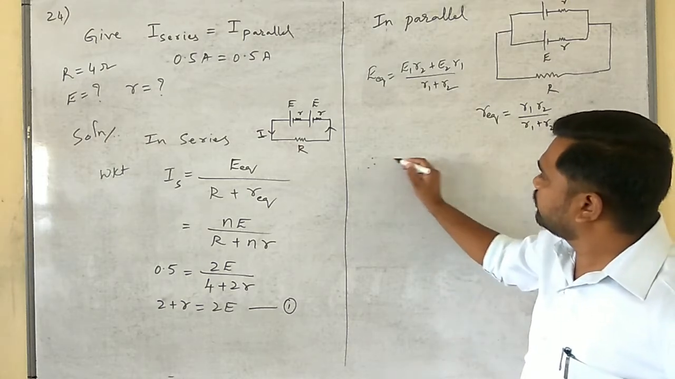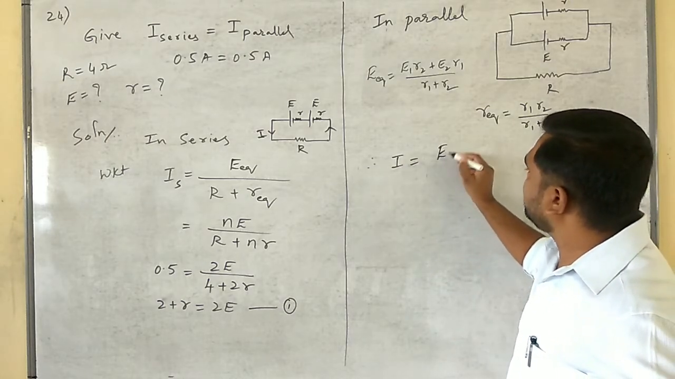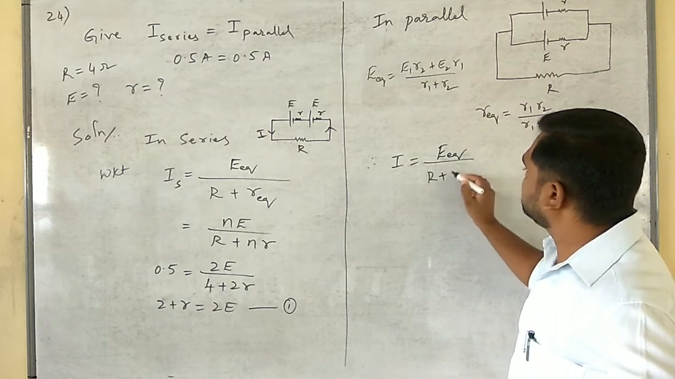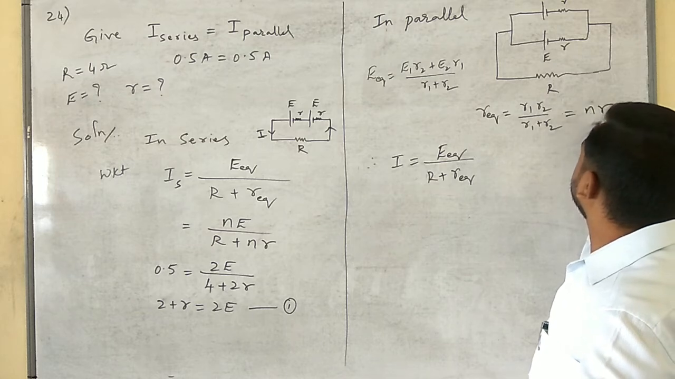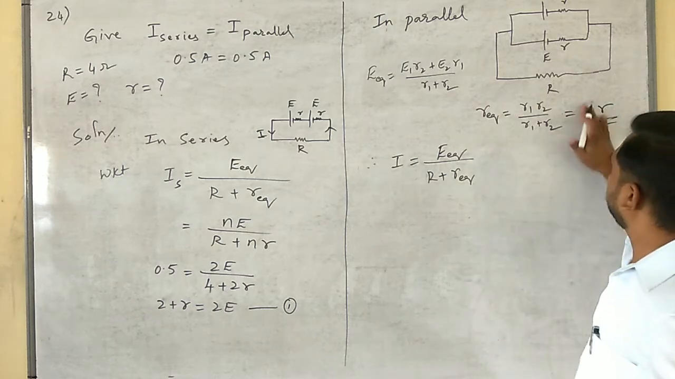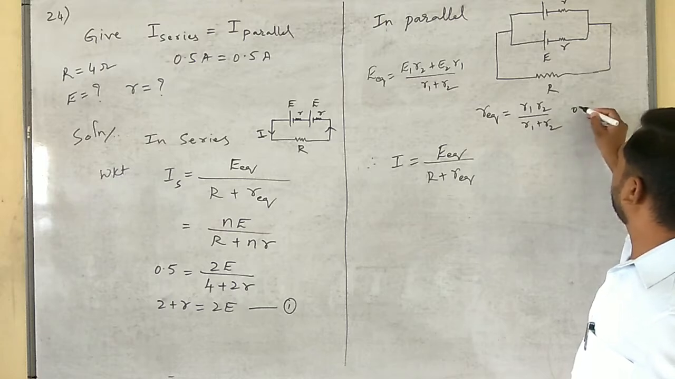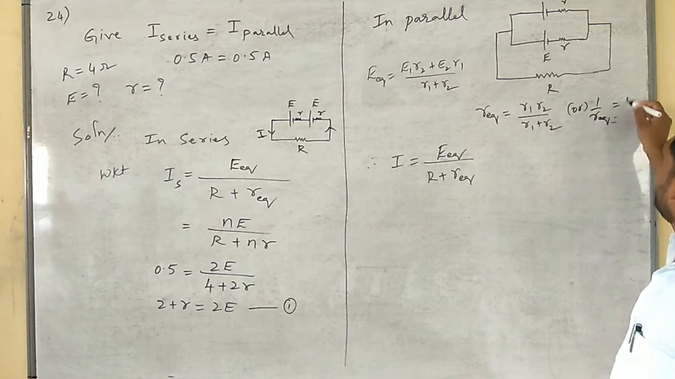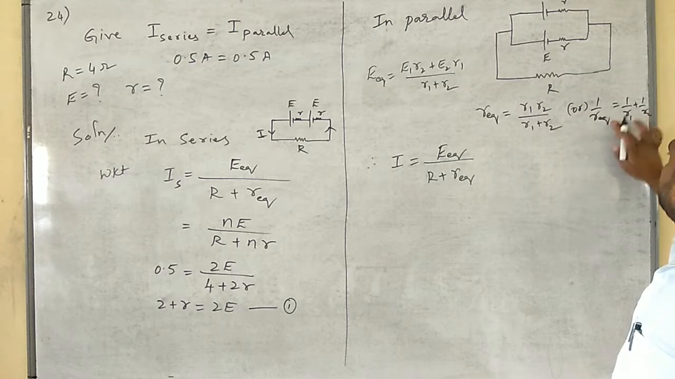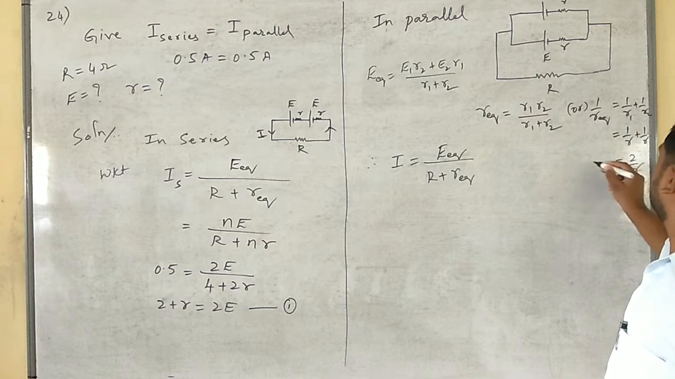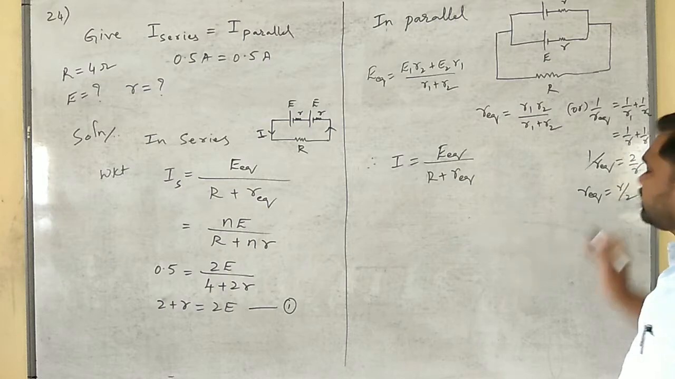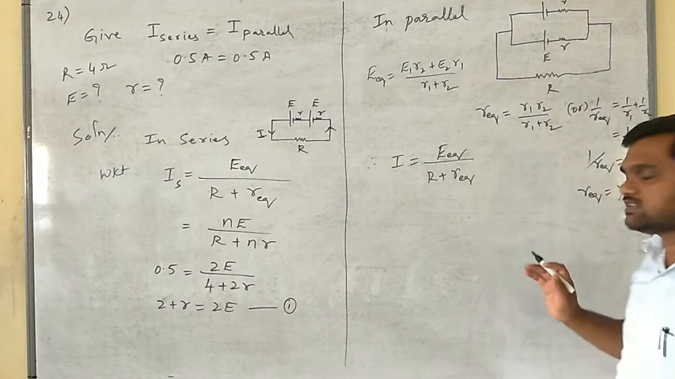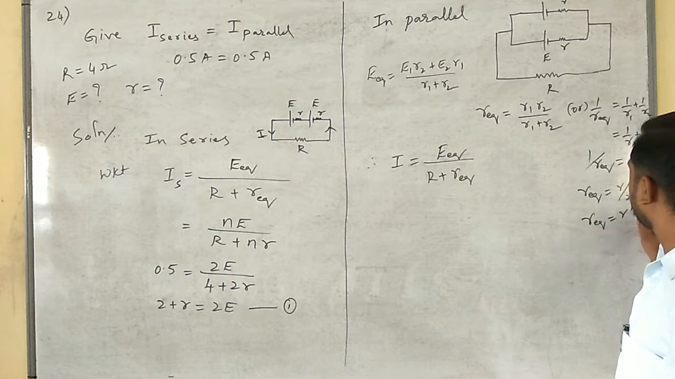Similarly, I is equal to E equivalent divided by R plus r equivalent. Actually it is given by 1 by r equivalent is equal to 1 by r1 plus 1 by r2. Here r and r are the same, 1 by r plus 1 by r, which is 2 by r. Therefore, this is 1 by r equivalent, so r equivalent is equal to r by 2. When n identical cells are used, then r equivalent is equal to r by n.